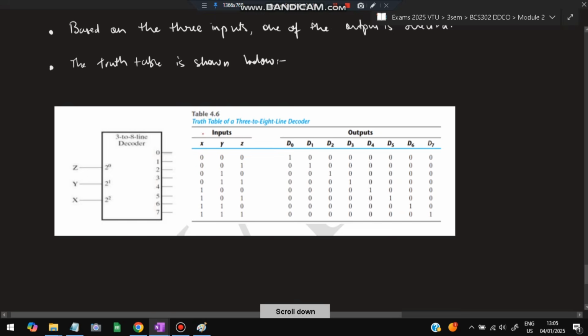Truth table is shown as below. So here we have the x, y, z here. Based on what value of xyz we get, one among them will be selected. Okay, so xyz is here. If all are zeros, d naught will be selected. If it is 001, d1 will be selected. 010, d2 will be selected, and so on till the end.